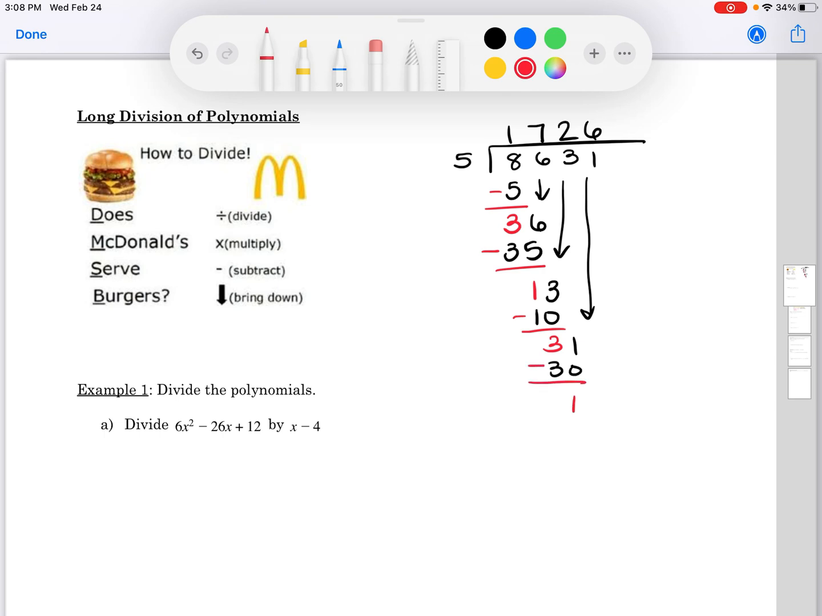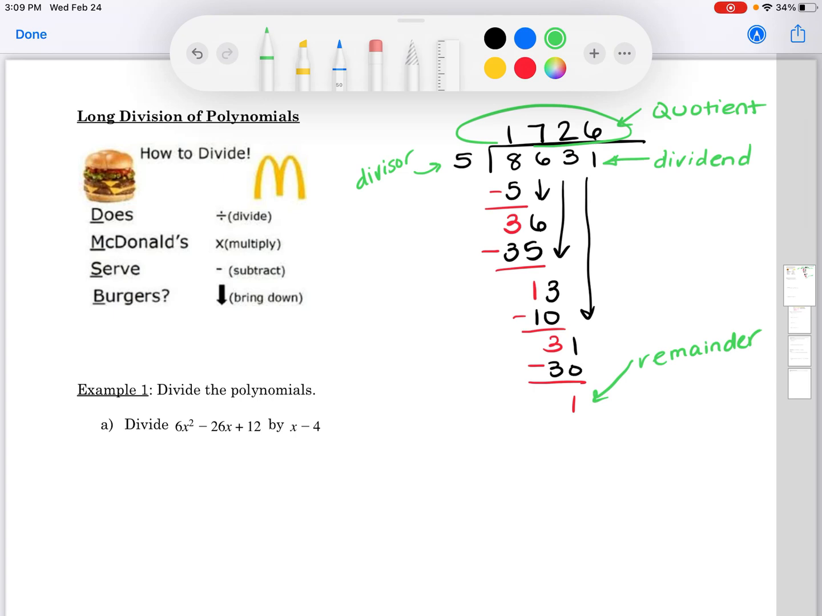So we would say that this is our quotient, up here, our answer. This is our divisor, what we are dividing by. This is our dividend, what's getting divided. And this is our remainder.